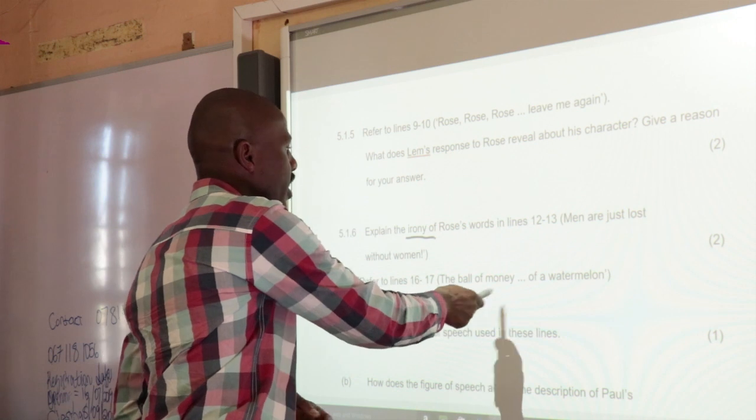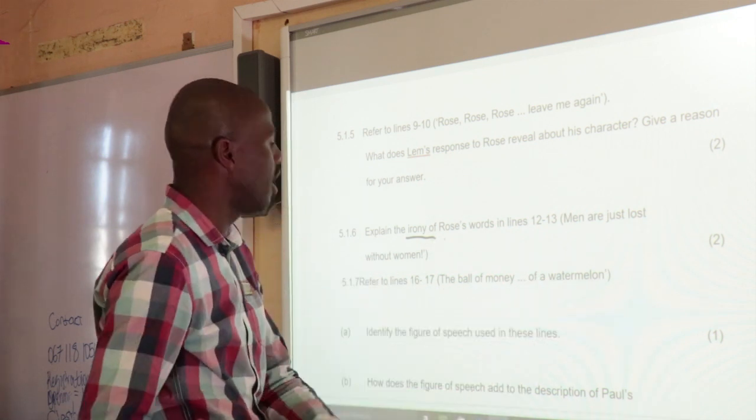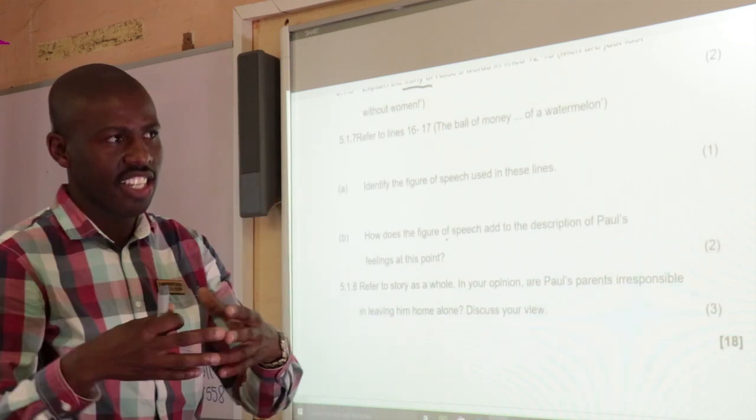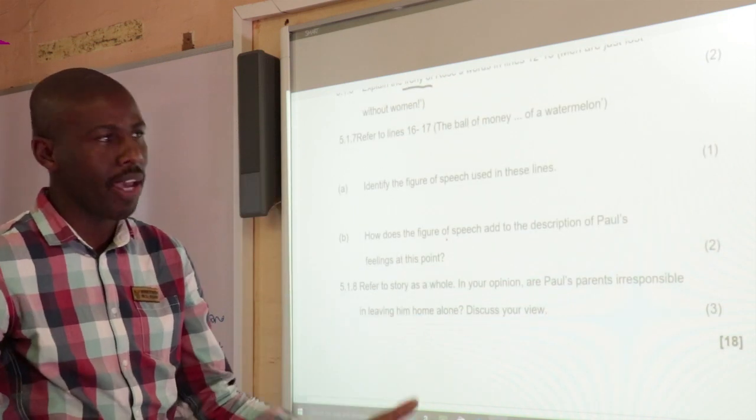Refer to lines 16 and 17: the ball of money swelled to the size of a watermelon. Identify the figure of speech. That is exaggeration, or hyperbole.